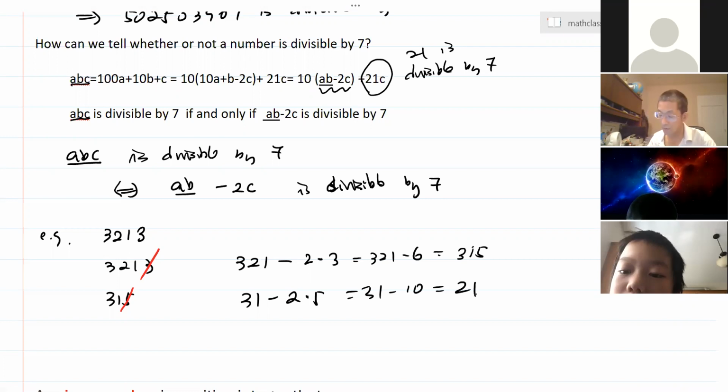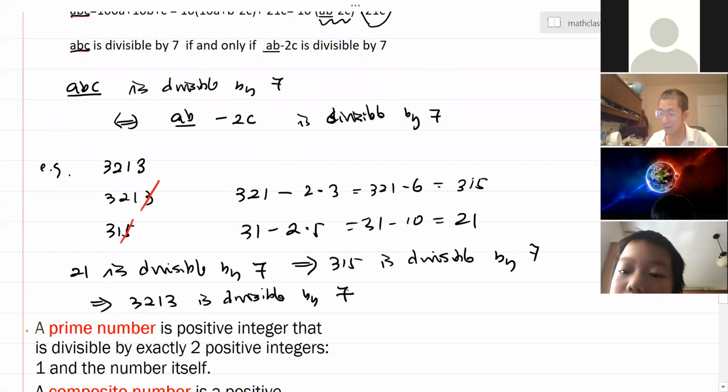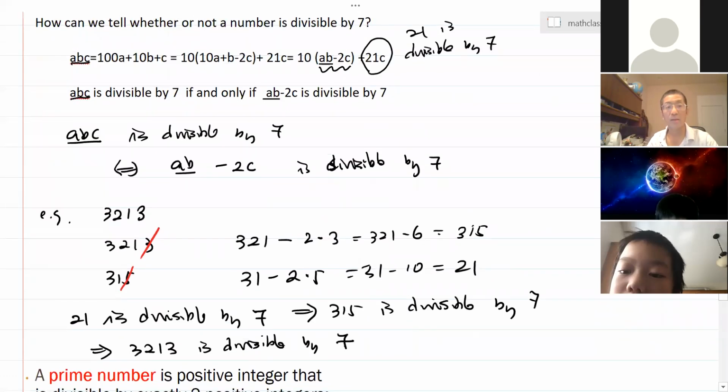So 21 is divisible by 7. So this implies 315 is divisible by 7. If 315 is divisible by 7, then this implies 3,213 is divisible by 7. Okay, so that is how we do the problem.